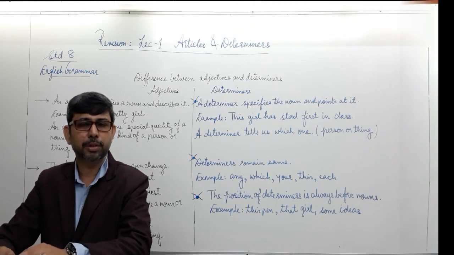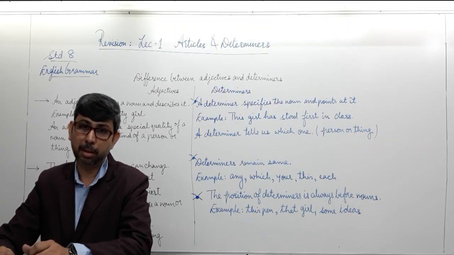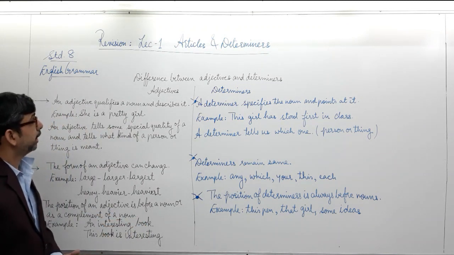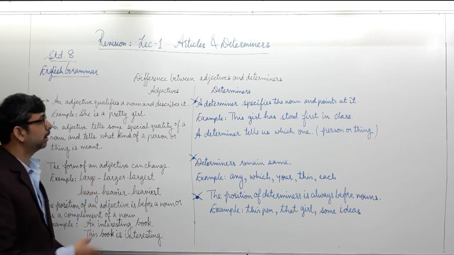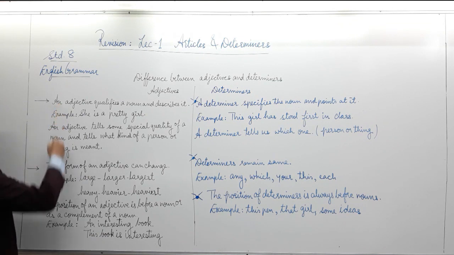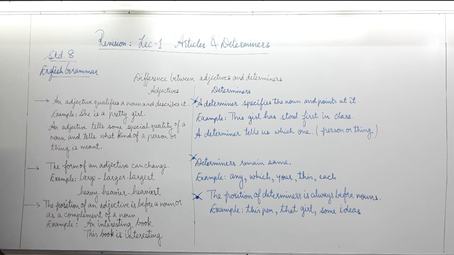Let us now understand the difference between adjectives and determiners. Well, adjectives can be differentiated or distinguished from determiners with the help of these 3 points that I have displayed on the board. Have a careful look and let us understand them one by one. An adjective qualifies a noun and describes it. We know about that, isn't it? That words which describe nouns are called adjectives. That is the first and foremost basic difference between an adjective and a determiner.